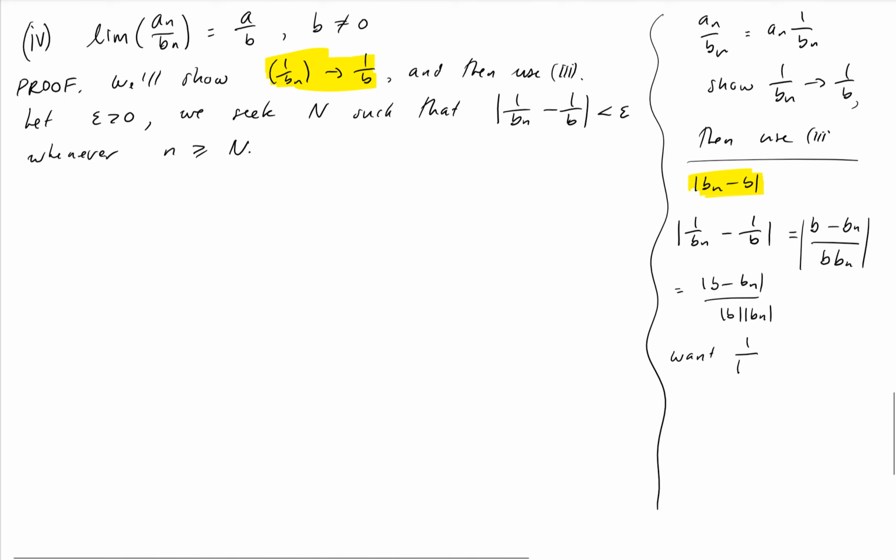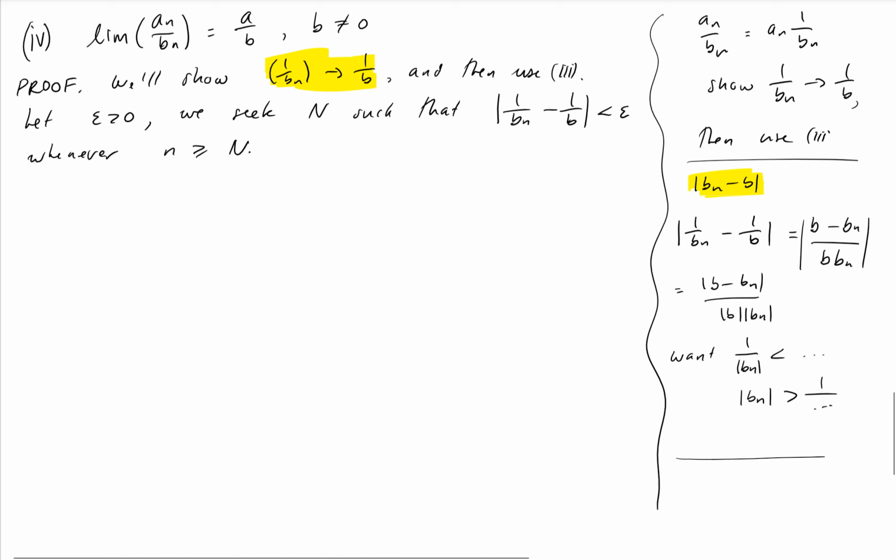1 over bn to be greater than something positive. So how do we do that? Well, it turns out it's not too bad. It's just a case of getting used to it. So if 1 over bn is to be less than something, that's what we want. That will mean that the absolute value of bn is greater than 1 over that something, right? So we're looking for a lower bound on bn, not an upper bound.